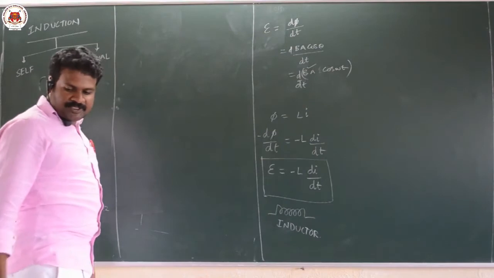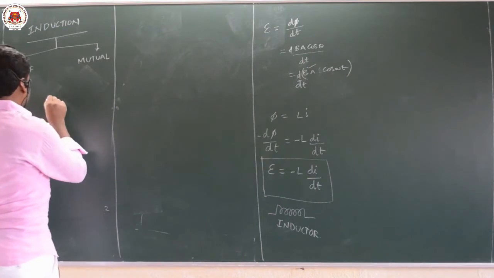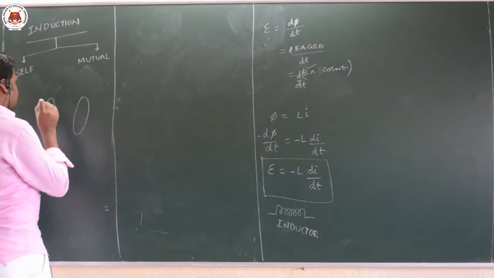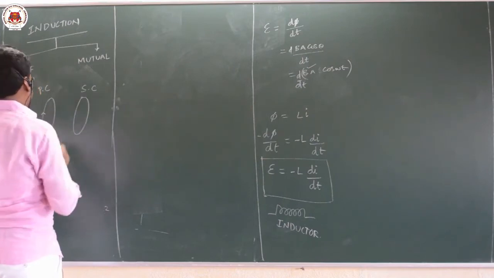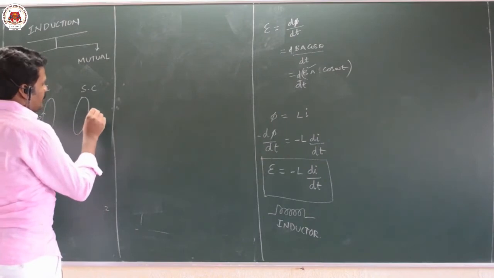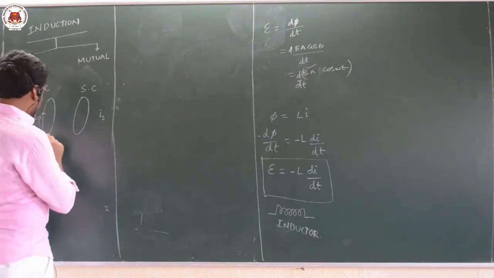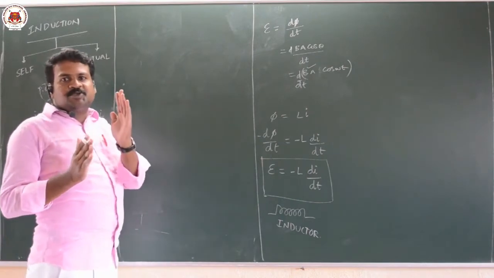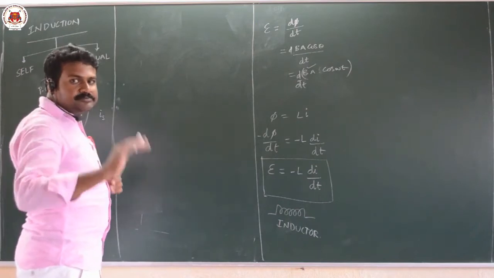The definition of mutual induction is, let us assume there are 2 coils which are present nearby. The first coil I will call the primary coil, the second coil I will call the secondary coil. Current in primary I will take as IP, current in secondary we will take afterwards. These 2 coils are closely associated, and in one coil only I am passing current.